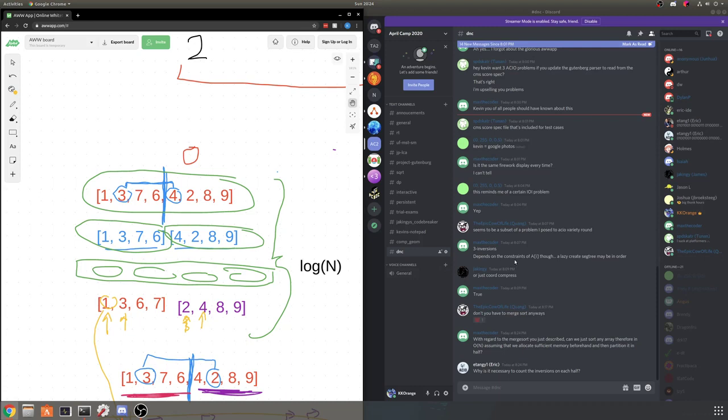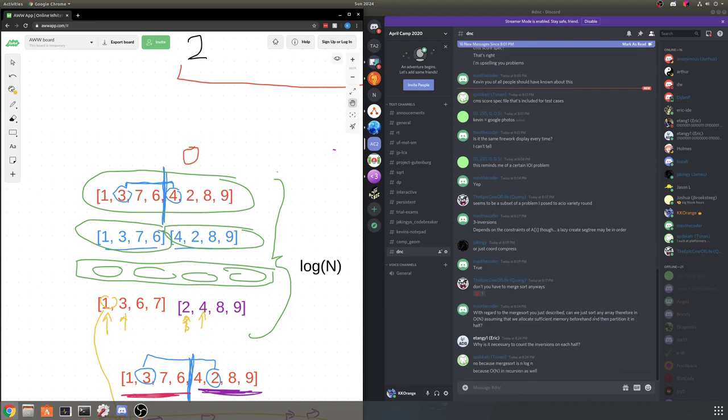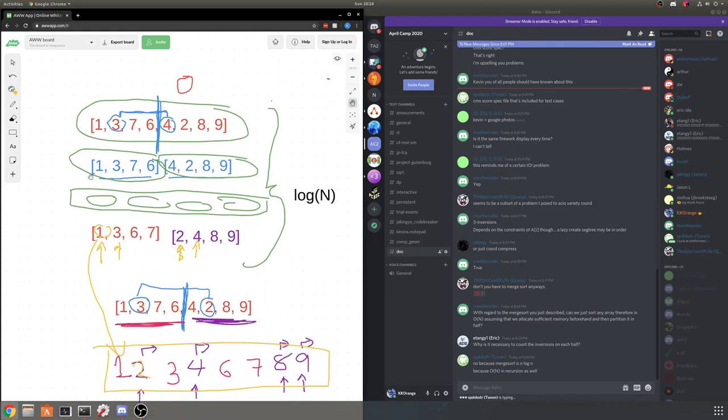With regard to the merge sort you just described, can we just sort any array, therefore, in order n, assuming that we allocate sufficient memory beforehand, and then partition it in half? I'm not sure what your thought process there is. But the problem is that in each half of the array, you still have to do order n log n work, where n is the size of that half of the array.